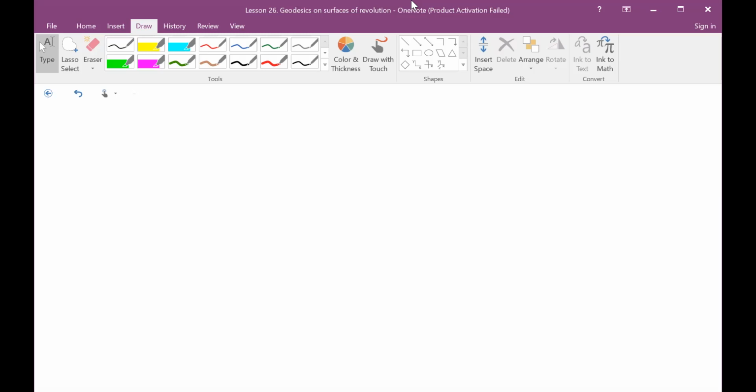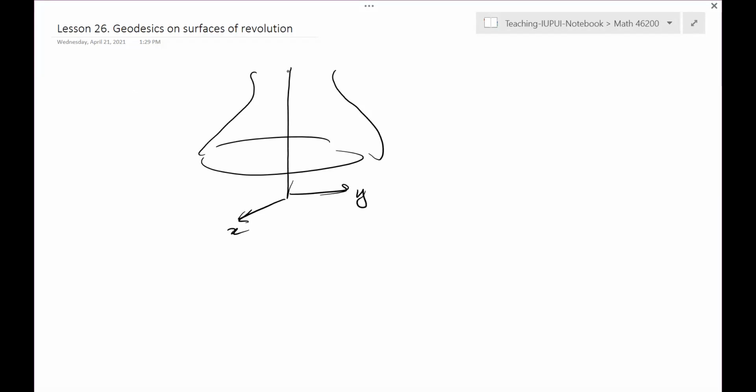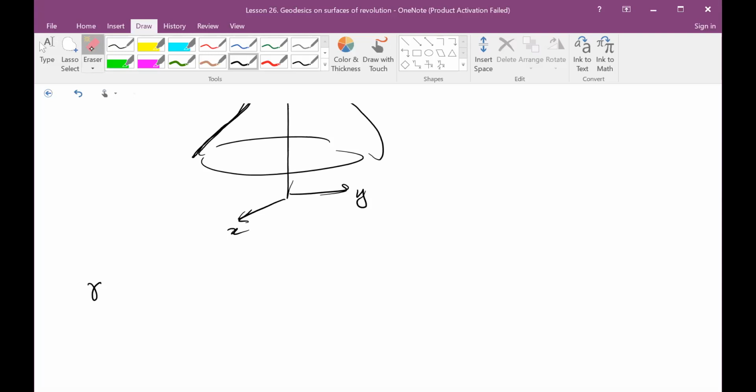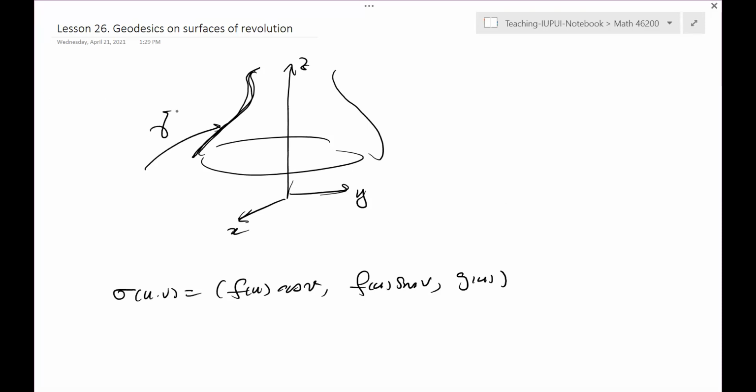All right, so let's have a quick review about surface of revolution. So this is a surface of revolution. Okay, here's the axis, y-axis, z-axis. And the initial curve is here and rotated around the z-axis. So we have a natural surface patch sigma u and v, f of u cosine v, f of u sine v, and g of u.